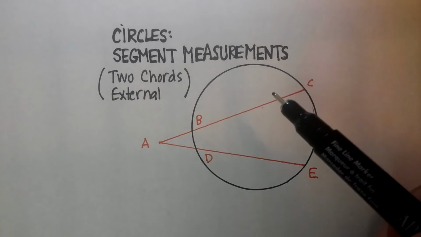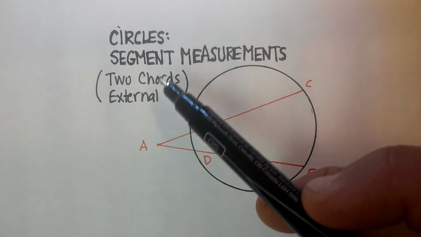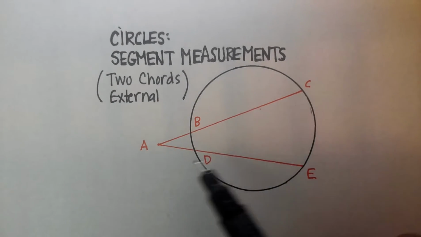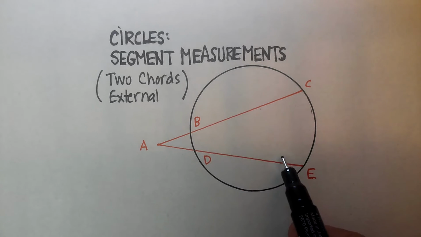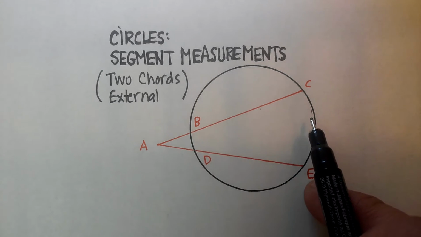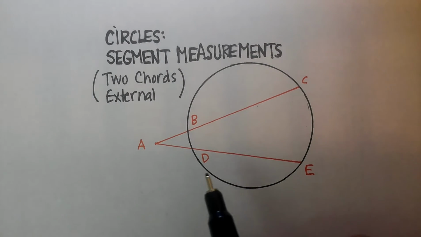Okay, in this video we're going to go over finding segment measurements in circles. But this time we're going to use two chords that intersect in an external point, okay? Not intersect inside, but external point. And it's actually very similar to another theorem, but this is how it works.